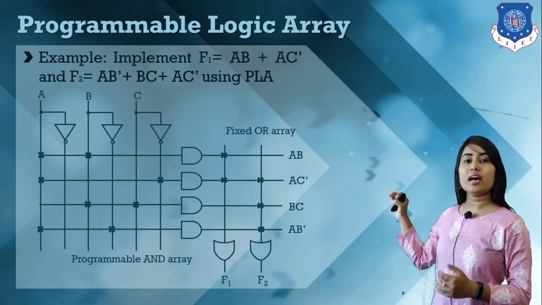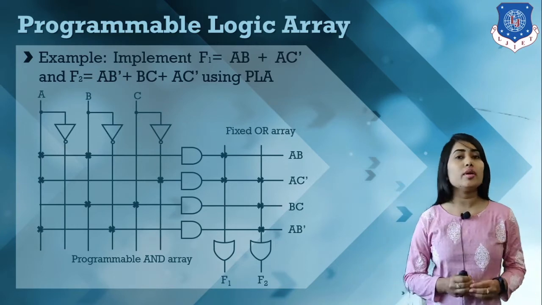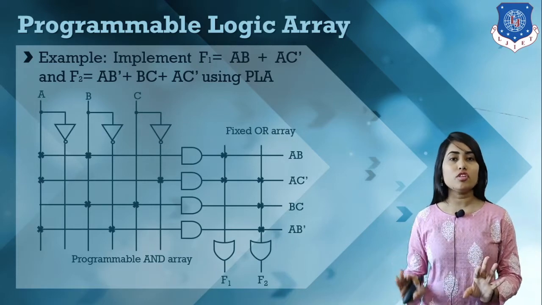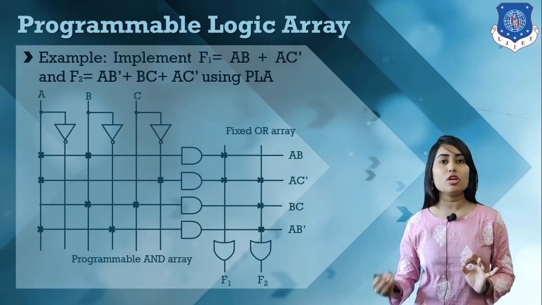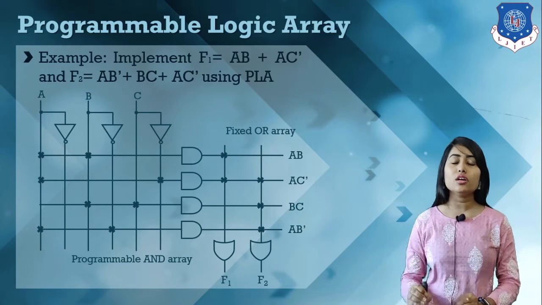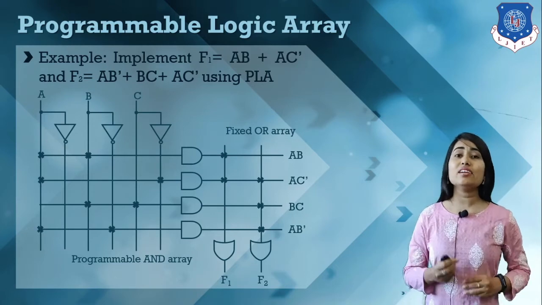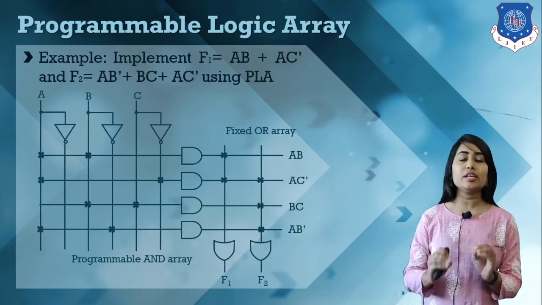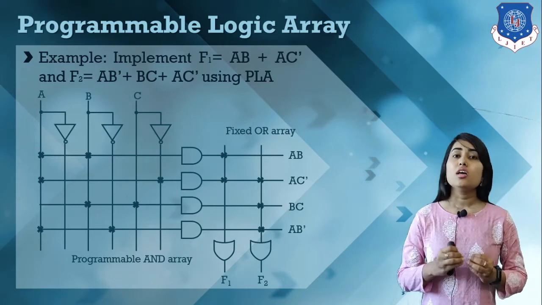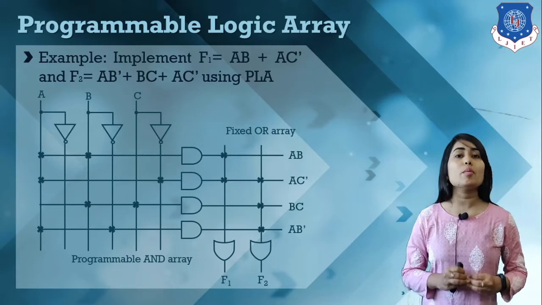So here we have these logical functions F1 and F2. If we have a common term, we can use one AND gate in both logical functions, because here we have programmable OR gates, so the common terms are applied to both function implementations. We generate only the required product terms. This is how we can implement any kind of logical function in a programmable logic array.